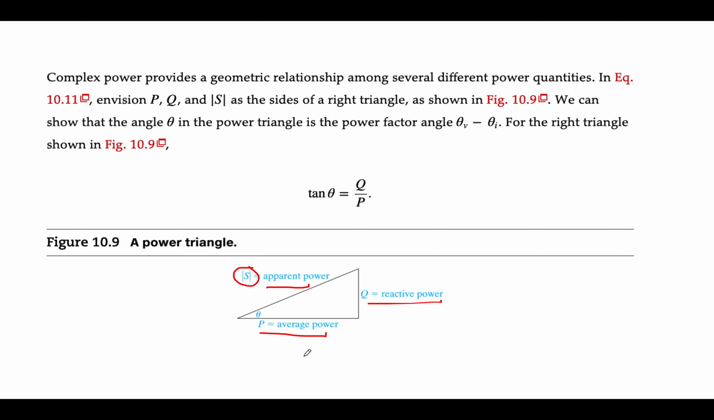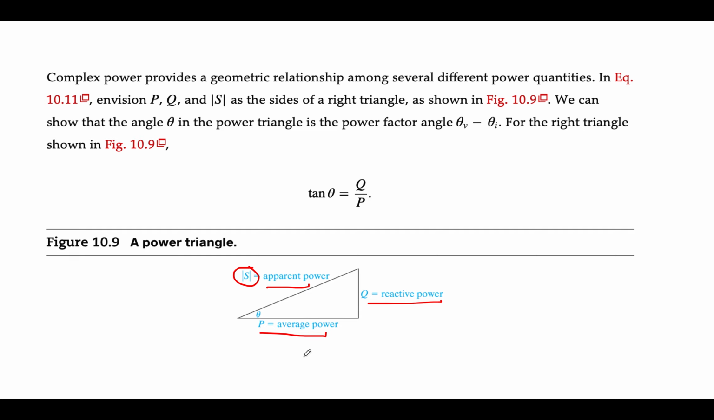So what's kind of cool about this is if you have a load, and it's complex, so you have a resistance and a reactance, so you have a complex Z, an impedance, and you calculate the power through that load, the ratio of Q and P in the power triangle is going to be the same as the ratio of the reactance X and the resistance R. So the reactive power and average power have the same ratio as the reactance of the impedance and the resistance of the impedance.